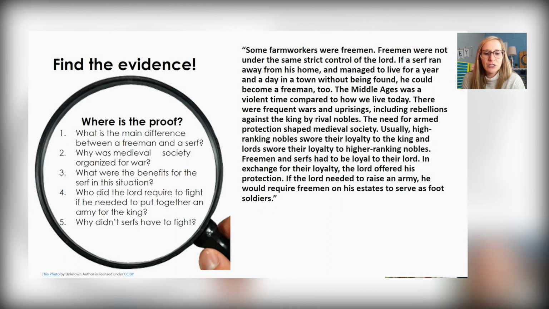I find all this information very interesting, but we have a few questions that we're going to focus on to make sure that we have the important details out of this section. What really is the main difference between a freeman and serf? I want you to think about that, and where in the text could we find evidence to support that?